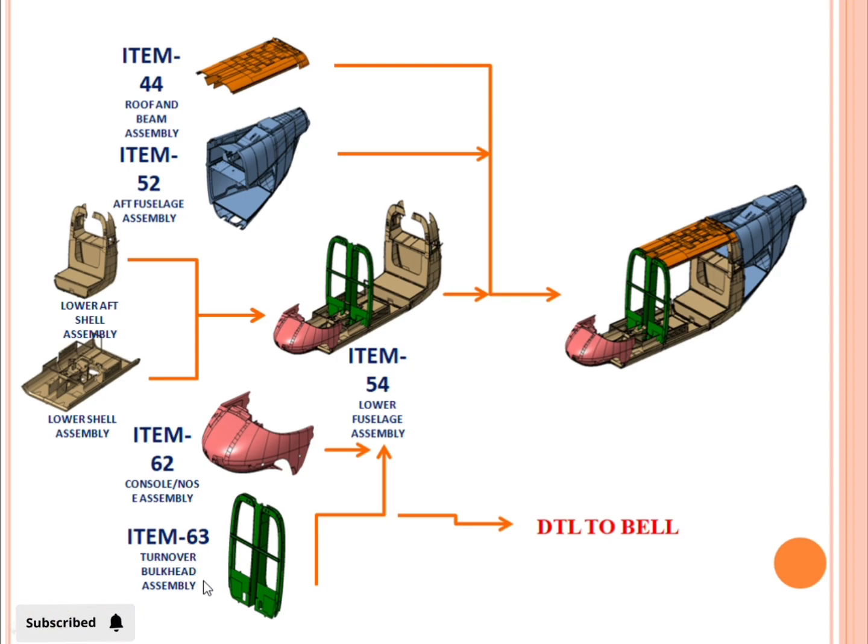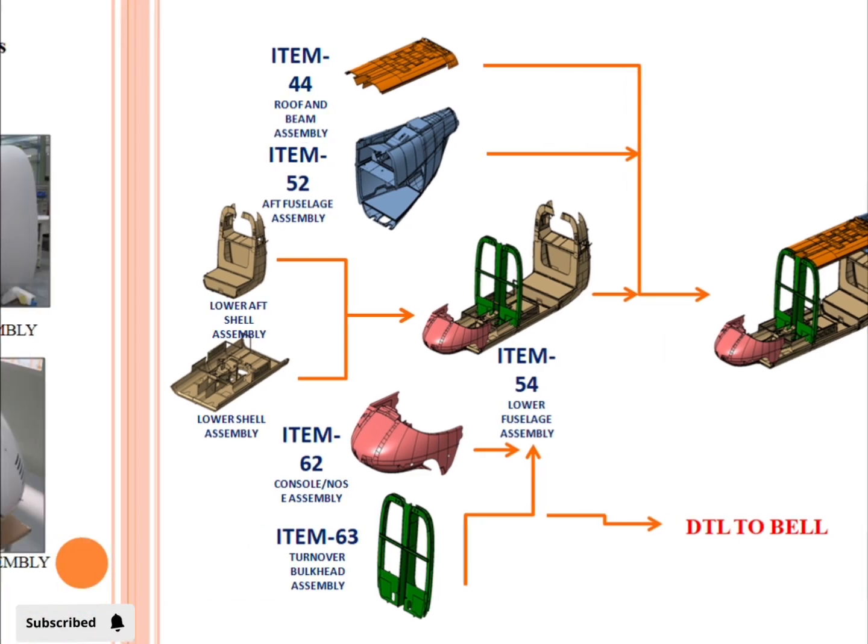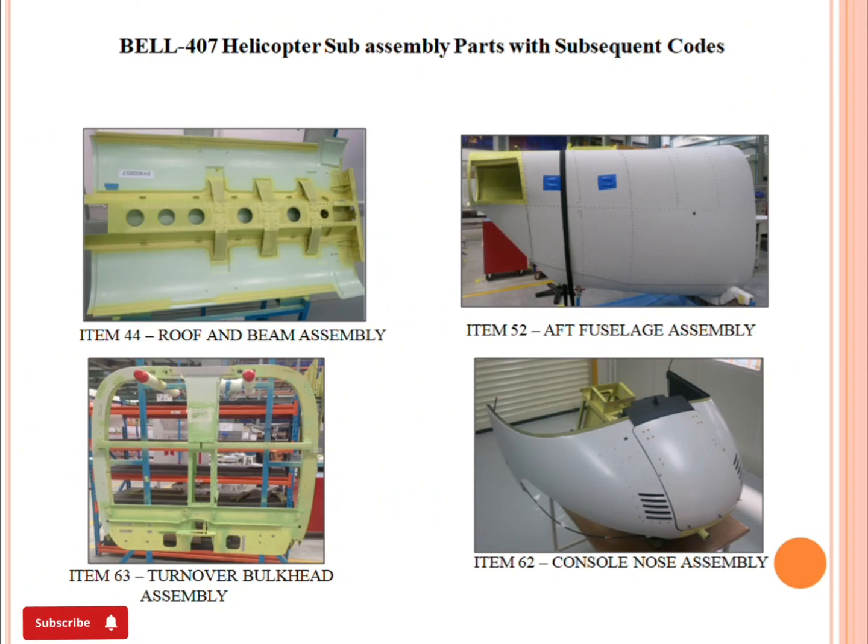After assembling these parts, item 44, item 52, item 62, item 54 and item 63, DTL, Dynamatic Technologies Limited, will be sending the same assembly to Bell, that is the customer, and further processes will be carried out by the customer according to their own requirements. So, Bell 407 helicopter sub-assembly parts have subsequent codes, as I have already told.